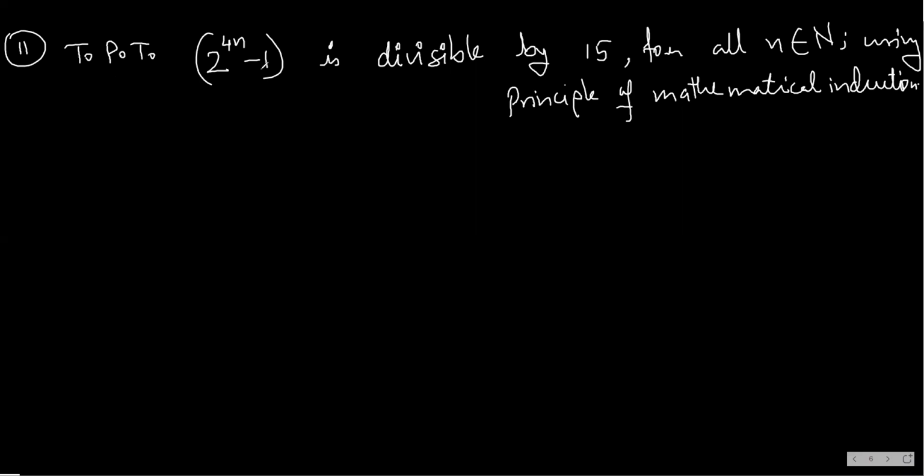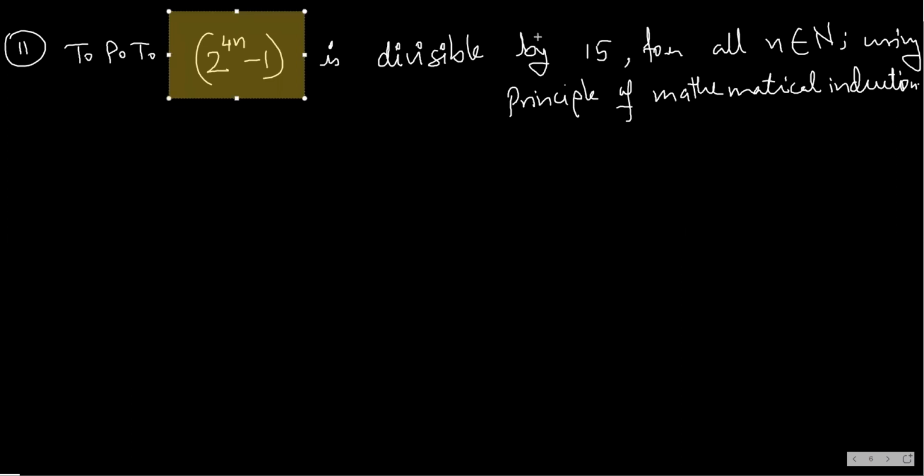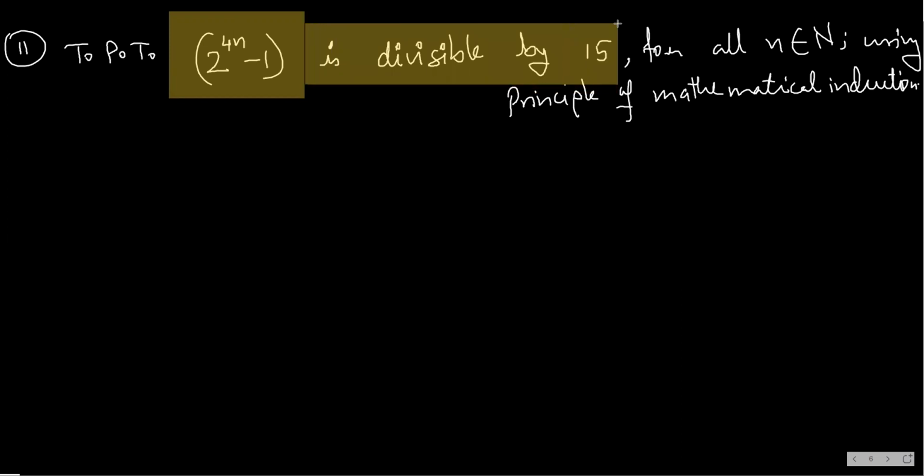So now the next question is question number 11. To prove that 2 raised to 4n minus 1 is divisible by 15, for all n natural, by using the principle of mathematical induction. So this time, what I have to prove? I have to prove 2 raised to 4n minus 1 is divisible by 15.